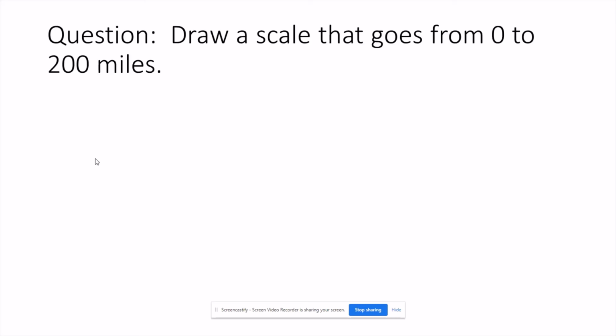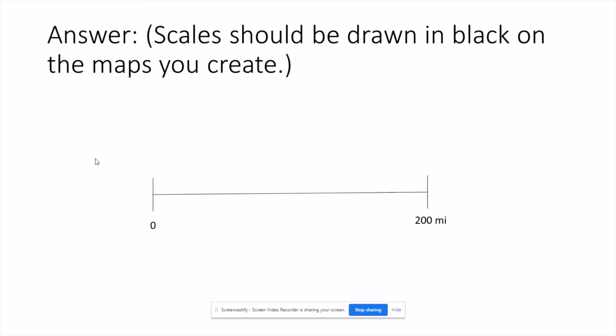Question: draw a scale that goes from 0 to 200 miles. Keep in mind that this is a fake scale. Answer: make sure you have 0 on one side and 200 mi on the other side, or you can write out the word miles. Feel free to put things in between. Also, whenever you do a scale on a real map, make sure that you write in black or pencil. We don't want the colors to distract from things in the legend.